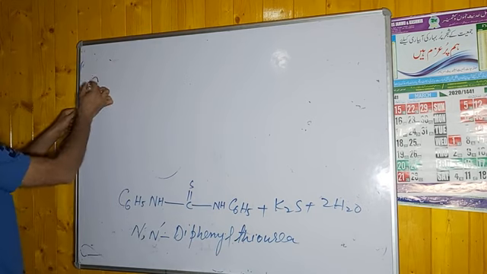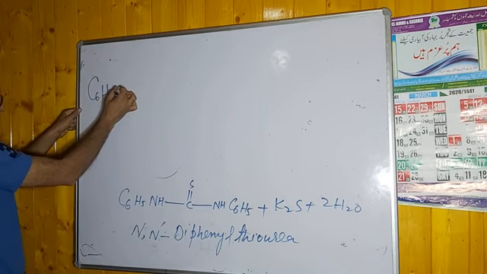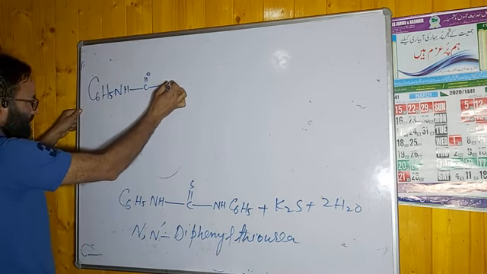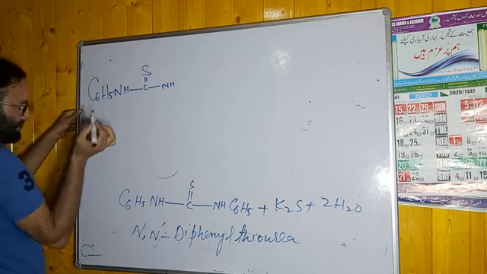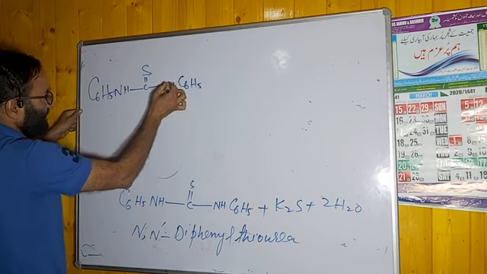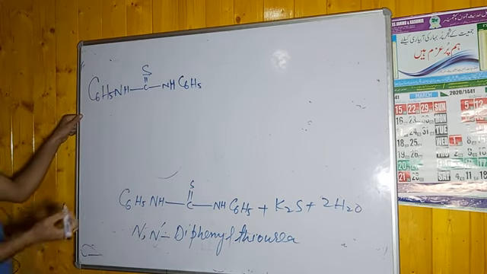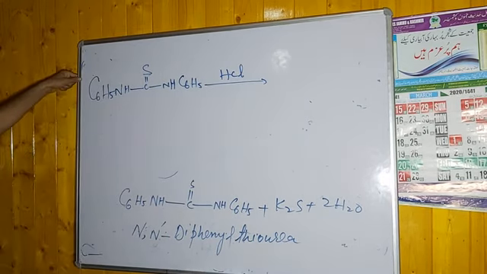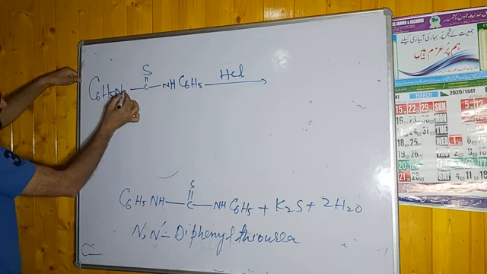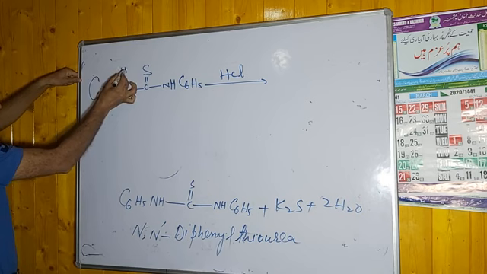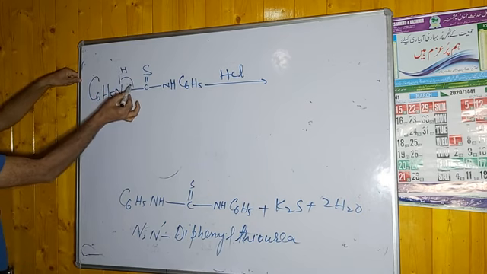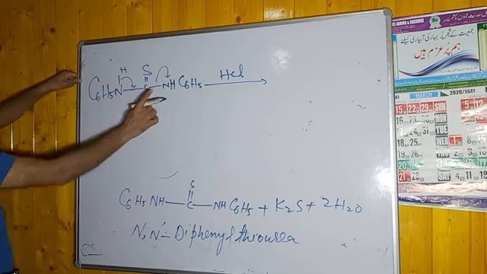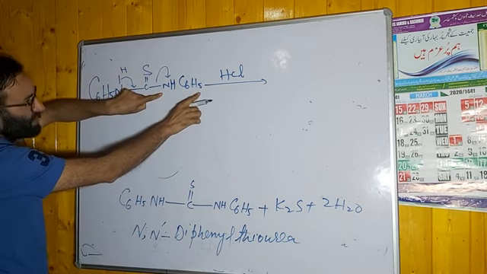If you take this one, C6H5NH, C double bond S, NH, C6H5. You can bring about decomposition with acidic medium, HCl. You can write how the reaction proceeds. Dear students, you have to simply remember, this H bond goes here, the minus comes here, and H plus goes there. It becomes aniline.